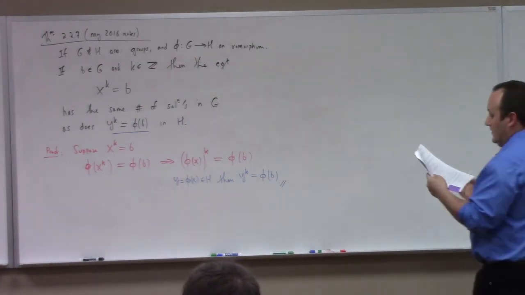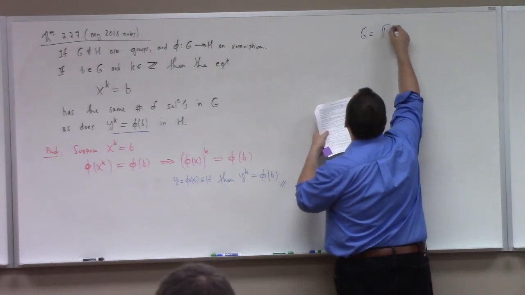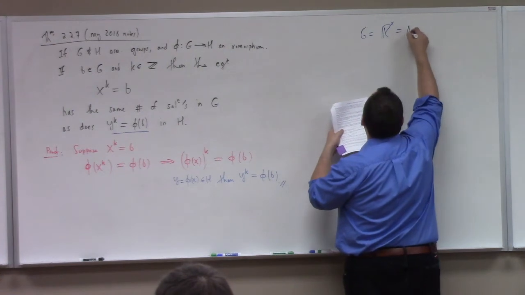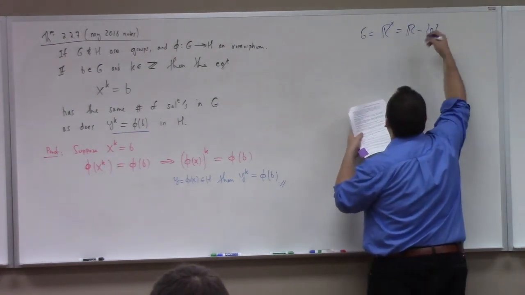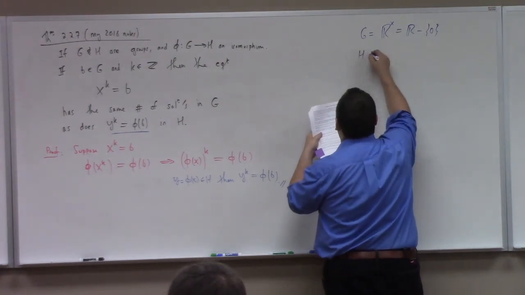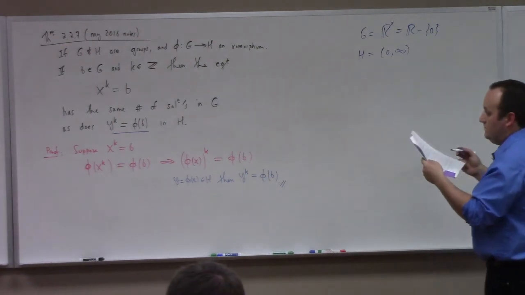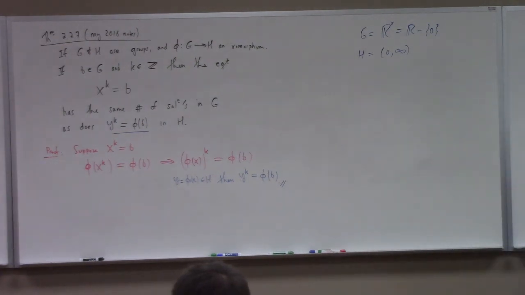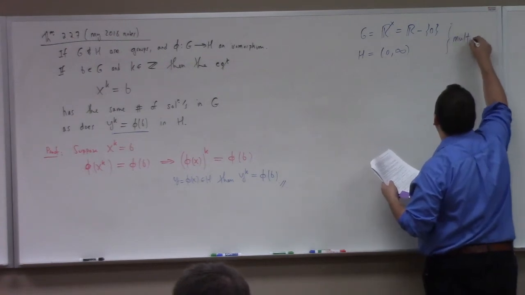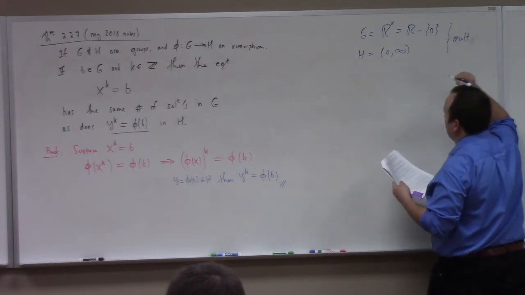For example, if we look at G equal to the non-zero reals, I guess, am I using R star for that this semester? I forgot. Anyway, and if we look at H equal to 0 to infinity, both multiplicative.